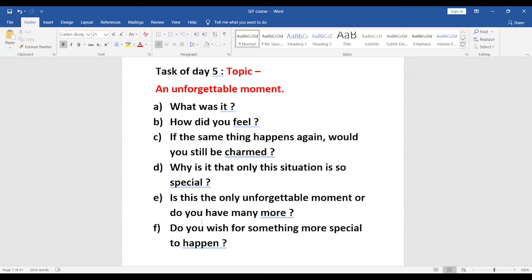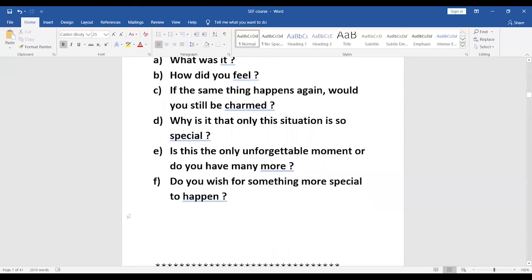So, what is your unforgettable moment? What is it? How do you feel? If you have ever encountered the same feeling again, would you still be thrilled to go through those same emotions? Why is it that you like this particular situation, and why is it so special? Is this the only unforgettable moment in your life, or do you have many more? Do you wish for something more special to ever happen in your life?